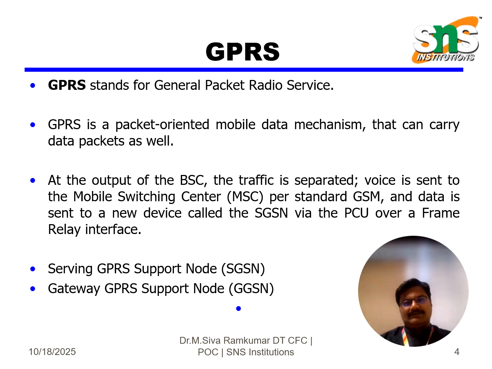At the base station controller, the traffic is split. The voice goes to the mobile switching network as in standard GSM, while data goes to a new component called the Serving GPRS Support Node, SGSN, through the packet control unit called PCU. The SGSN then communicates with the GGSN, the Gateway GPRS Support Node, which connects the mobile network to the internet. In short, GPRS made it possible for GSM users to move from simple voice calls to real-time internet connectivity.